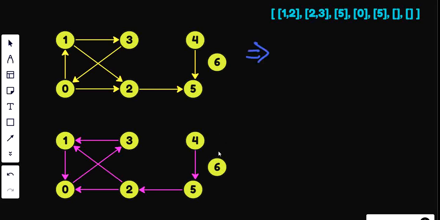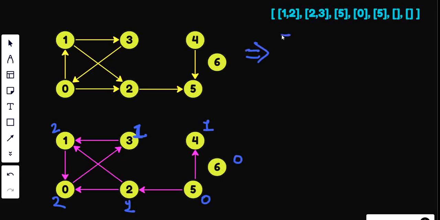So let me just write the in degrees first. Still the in degree of 6 is 0. The in degree of 4 becomes 1 because now this is being reversed. Now the in degree of 5 is 0. In degree of 2 becomes 1. In degree of 0 becomes 2. In degree of 1 becomes 2. In degree of 3 becomes 1. So this is the in degree status.